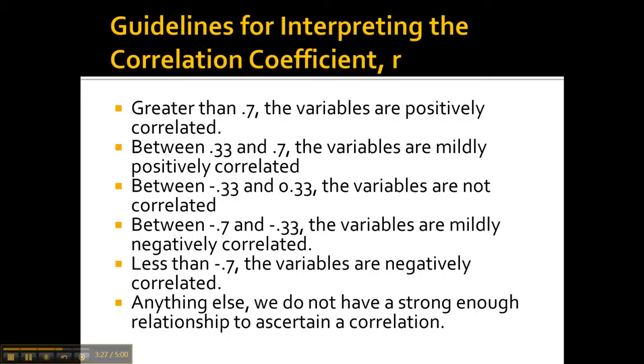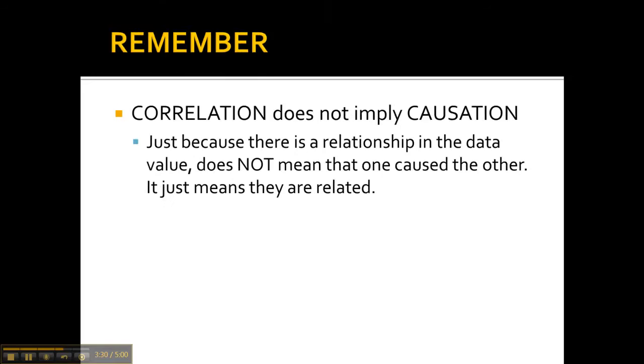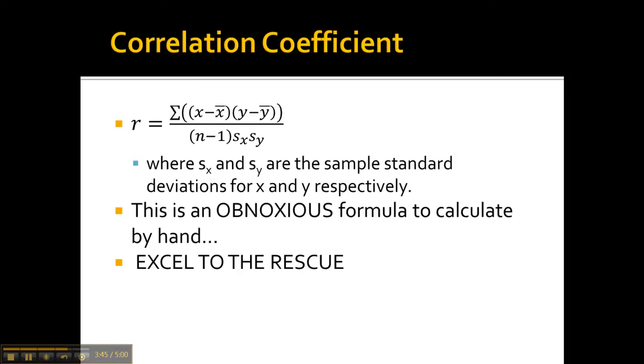I will post this PowerPoint up so you can read that and always have that for access. Now, just a note, correlation does not imply causation. Just because there is a relationship in the data value does not mean that one caused the other. It just means that they're related. Now, this is how you calculate the R, where this is your every data value minus the mean times the other data values minus the mean of those data values over n-1 of the sample size times the standard deviation of the x values and the standard deviation of the y values. This is obnoxious. I do not want you to try this by hand. It's nuts.